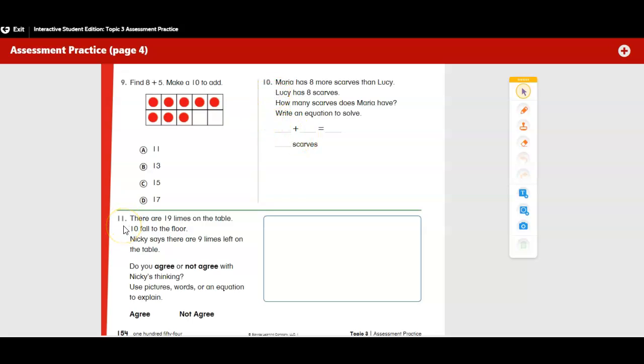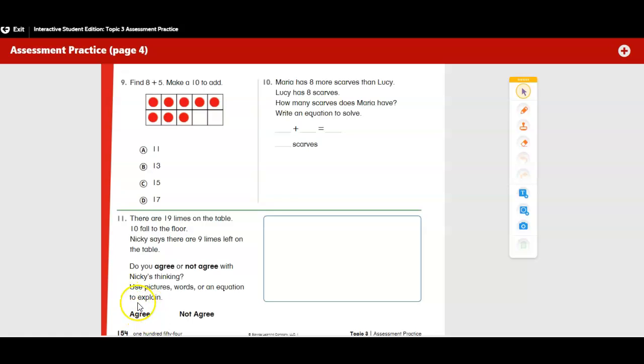And our last problem says there are 19 limes on the table. Oh, wow, that's a lot of limes. It says 10 fall to the floor. Nikki says there are 9 limes left on the table. Do we agree or not agree with Nikki's thinking? It wants us to use pictures, words, and equations to explain.